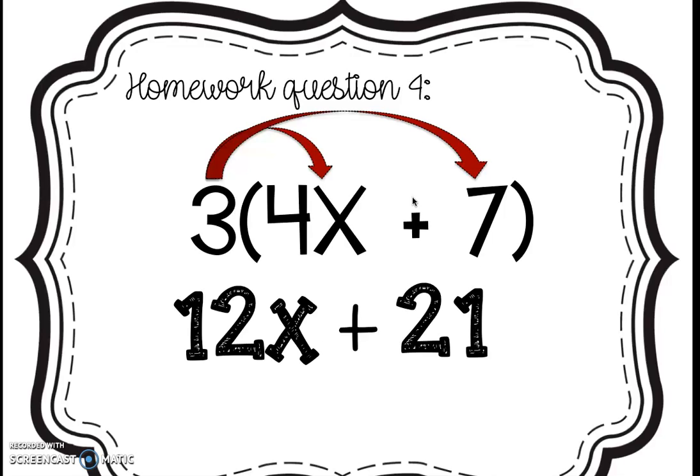Now, we talked about in class today, this is as simple as this expression can get. We can't add anything up. Like in questions 1, 2, and 3, we could add those up because they were just constants being added together. In this one, we have 12x plus 21. We can't add variables with constants, so this is our final answer, 12x plus 21. Okay, do that for the rest of the homework, and you guys should be good.